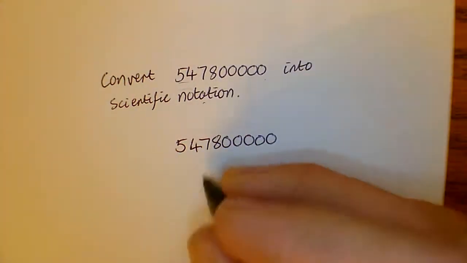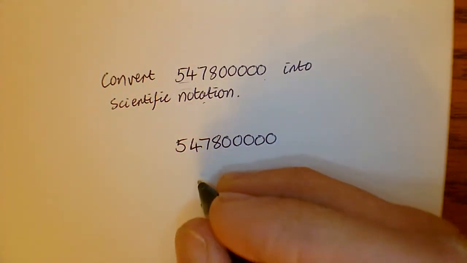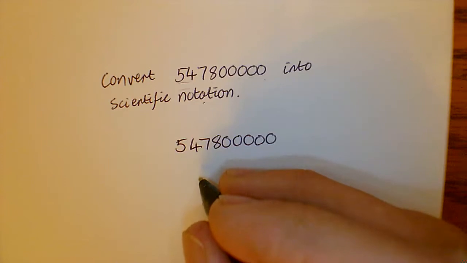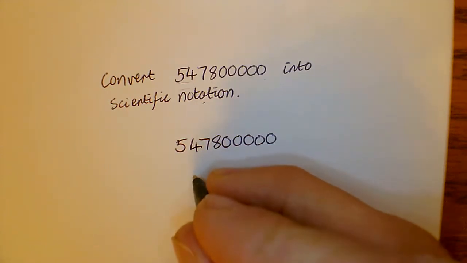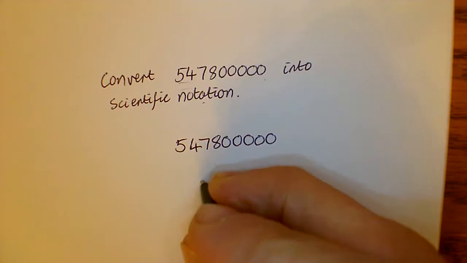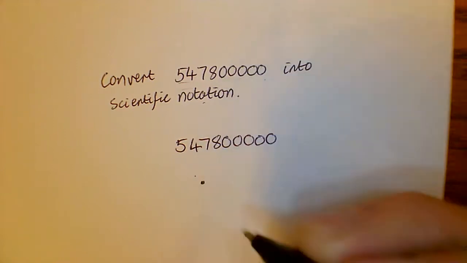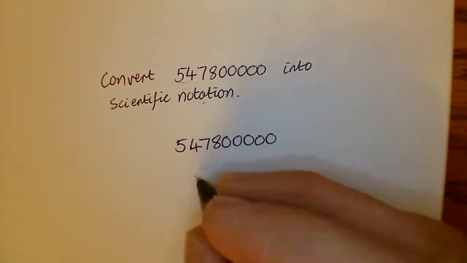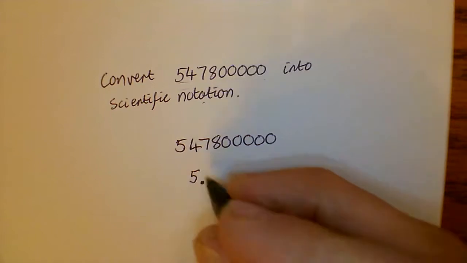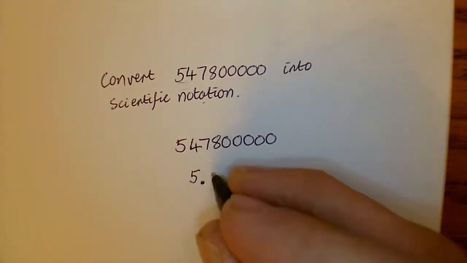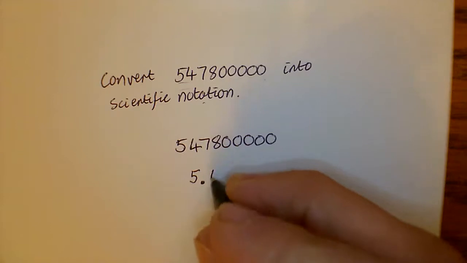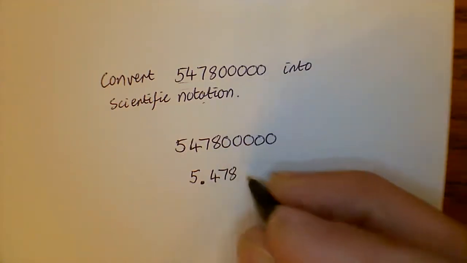So this has got to become a decimal number. Now, this is really important about scientific notation. I haven't mentioned it so far, and that is in scientific notation, we always only have one digit before the decimal point. So here that one digit is going to be the 5. Then we're going to have a decimal point. Then we're going to have 4, 7, 8.